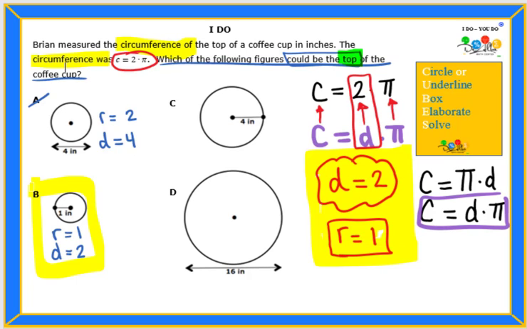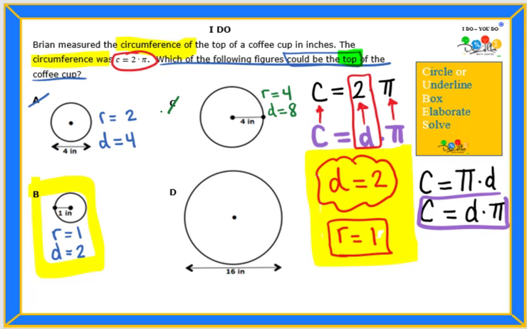So in letter C, if the distance from the center to the edge is 4, that would be my radius. So for this circle, the radius is 4. So the diameter would be 2 times 4, which is 8. Good. And that's not my circle.